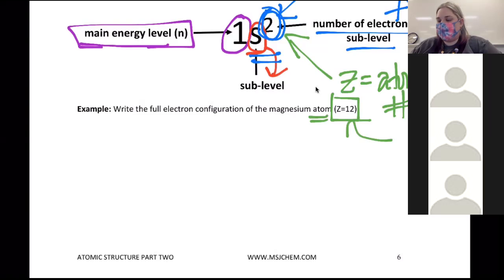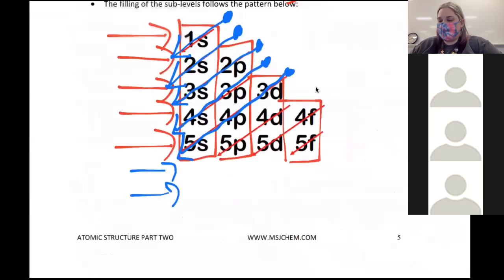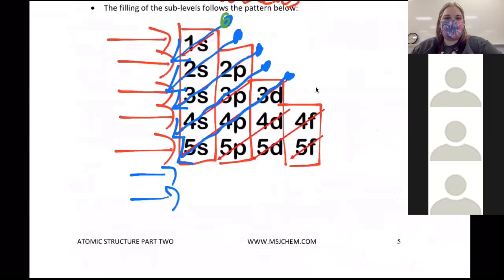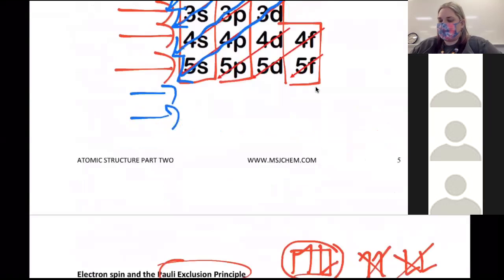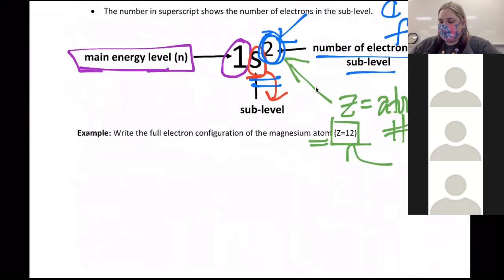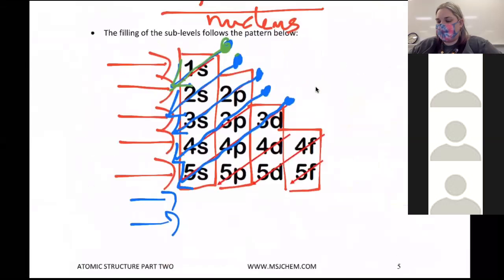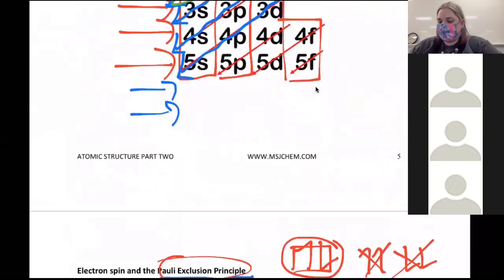So I need to go up to this little diagram, and remember, always start up here. The first thing we always fill is 1s. How many can an S sublevel hold maximum? 2. So it starts with 1s2. Then going back to my diagonal diagram, after 1s the next one is 2s, and it's another S, so that one can also only hold 2. So I'm going to do 2s2.